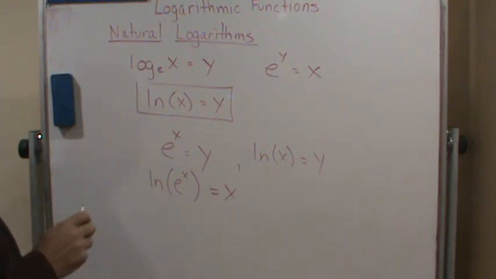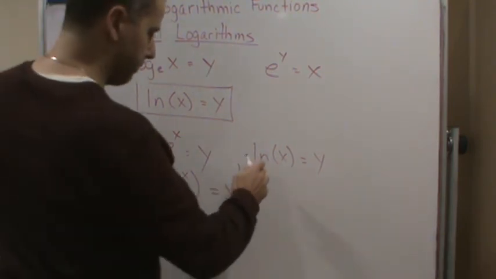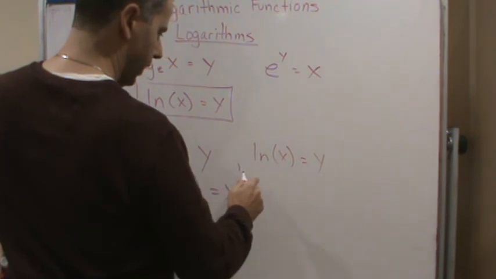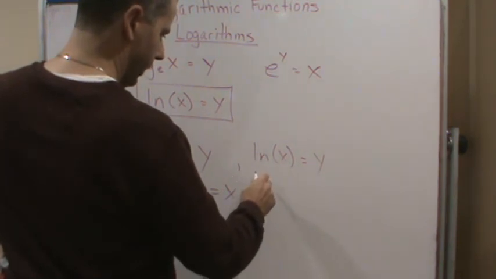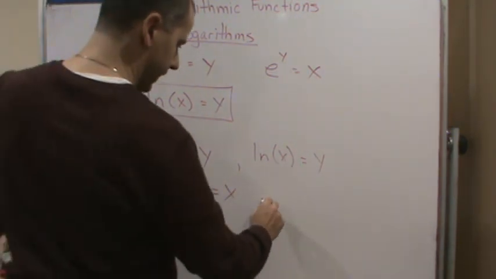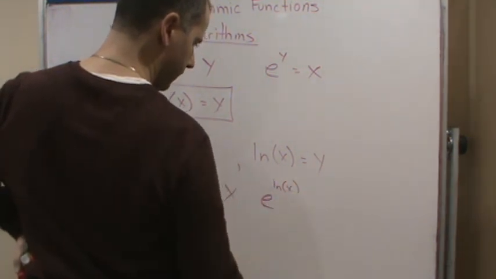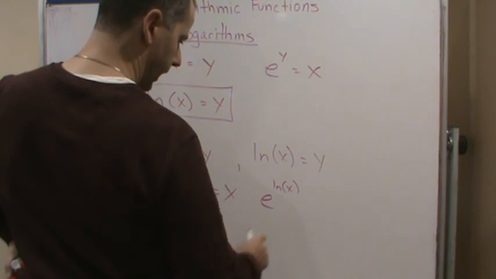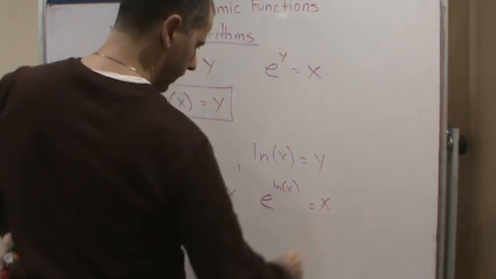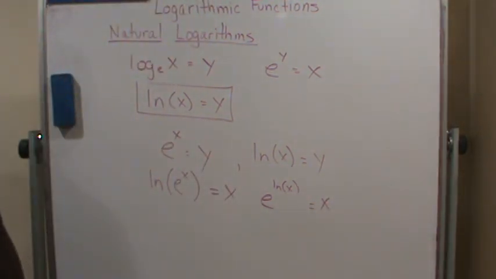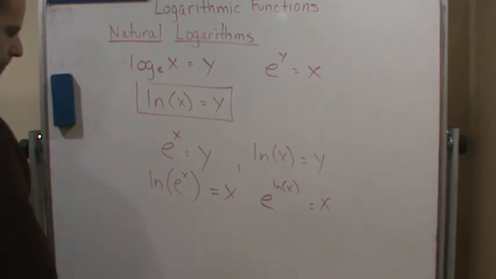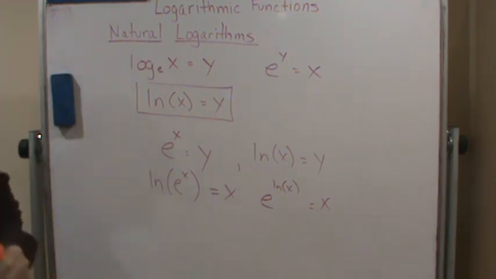Okay? And we can also exponentiate both sides here too. It's the same thing. So I could say e to the natural log of x, right? And this is going to equal x as well. Okay? So we'll do more of that later.